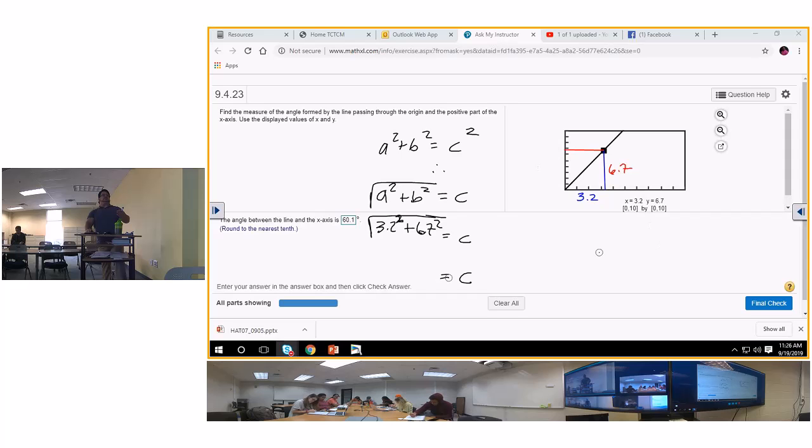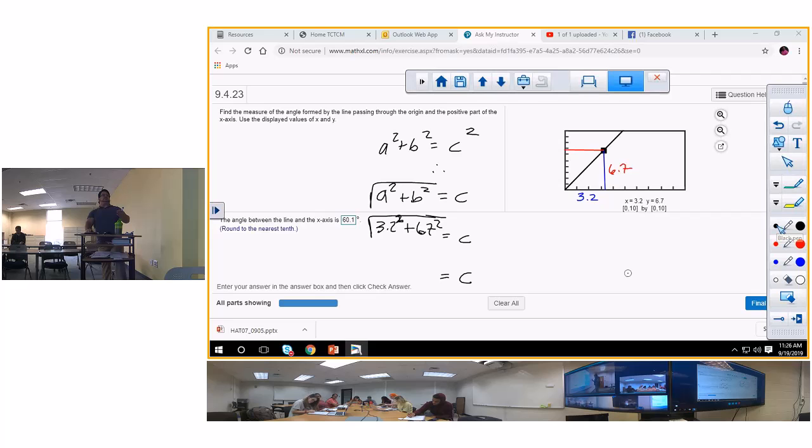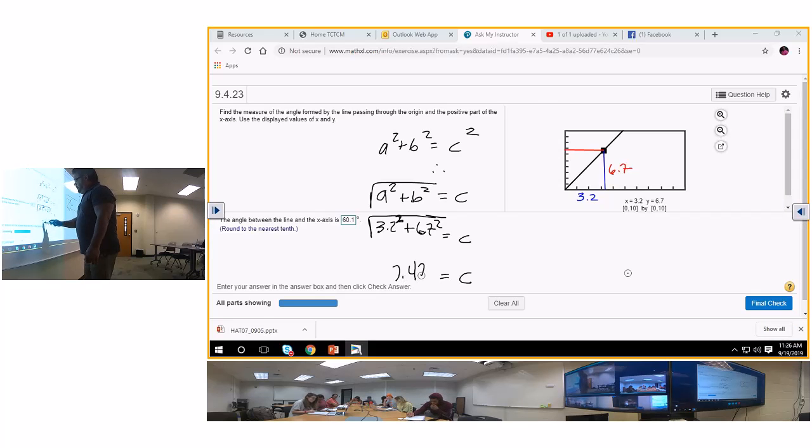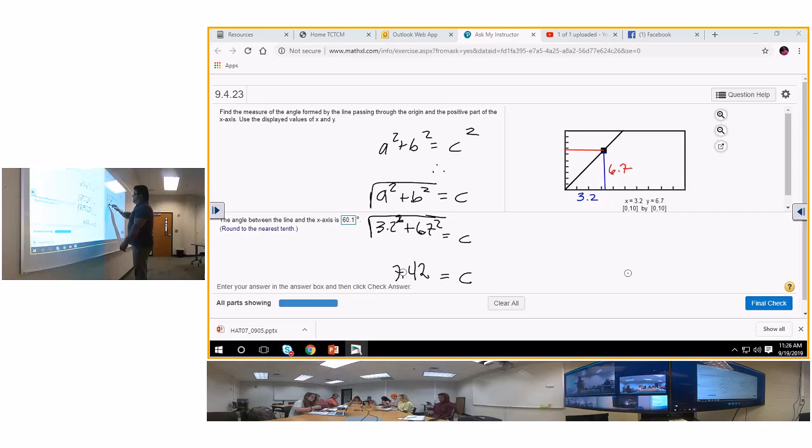Okay. Somebody, what'd y'all get when you took the square root? Square root of 3.2 squared plus 6.7 squared, what'd you get? Okay, I got 7.42. Is that what y'all got? Yes, sir. Somebody else verify? Yes. Okay, so we know the hypotenuse is 7.42. Now you can do anything you want. They want to know the angle between the line and the x-axis.